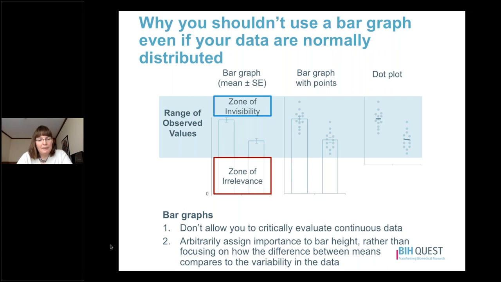And then I list the reasons below, that bar graphs don't allow you to critically evaluate continuous data, and that they arbitrarily assign importance to bar height rather than focusing on what we really want to know, which is the amount of overlap between groups or how the difference in means compares to the variability in the data.